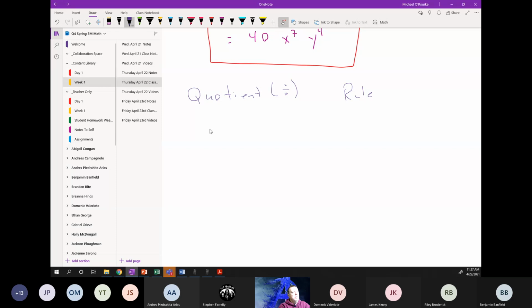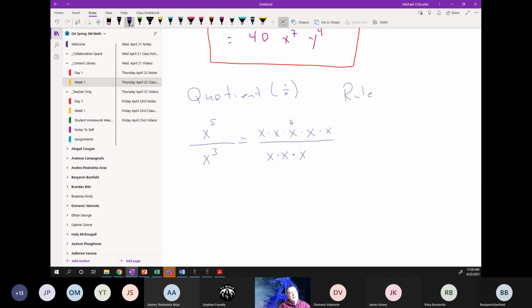Let's go like this one. Let's go x to the 5 divided by x to the 3. Okay? Now let's expand it. So x to the 5 is x times x times x times x times x divided by x to the 3, and x to the 3 is x times x times x. Okay?